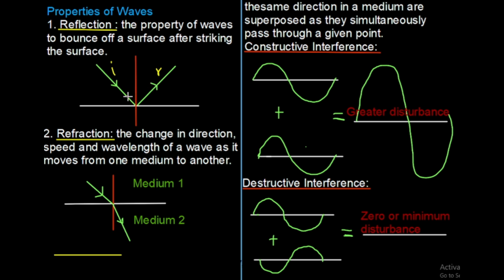Now we also have what we call the incident angle. The incident angle is simply the angle between the incident ray and the normal to the plane. This red line here is the normal to the plane. And then we also have what we call angle of reflection, which is the angle between the reflected ray and the normal to the plane. So this is angle of reflection. Now, we also have refraction. Refraction is simply the change in direction, speed, and wavelength of a wave as it moves from one medium to another. So you can see what we have here.